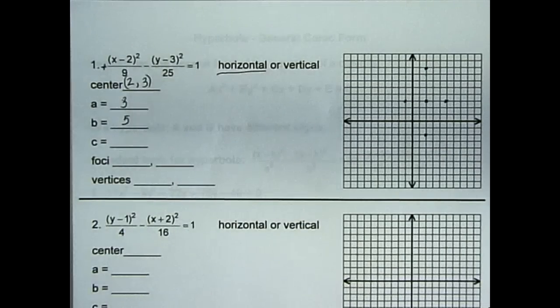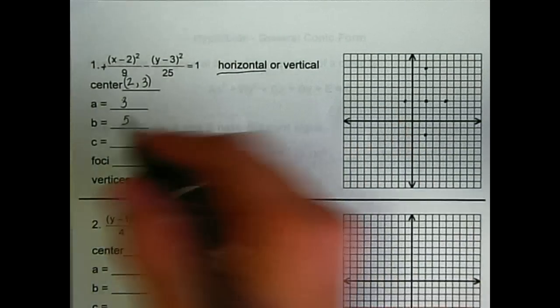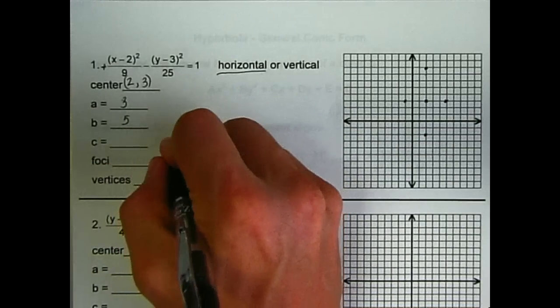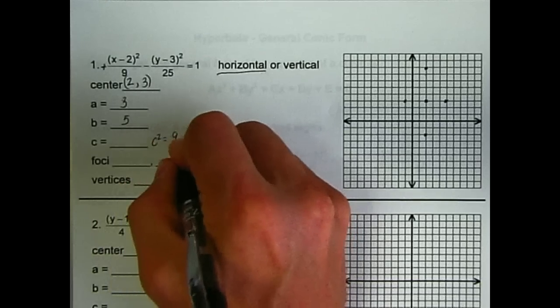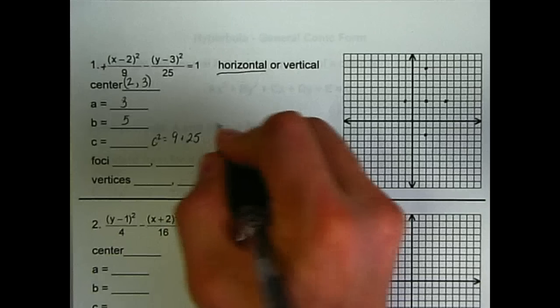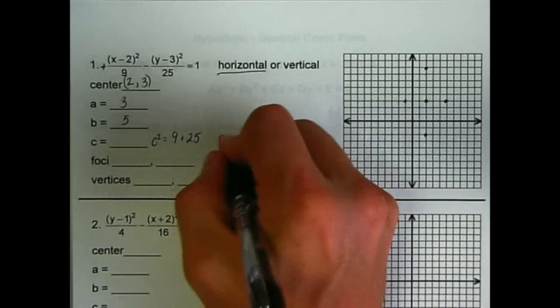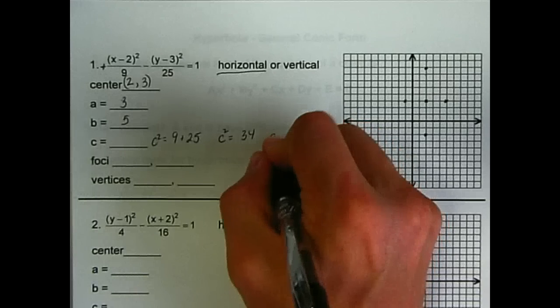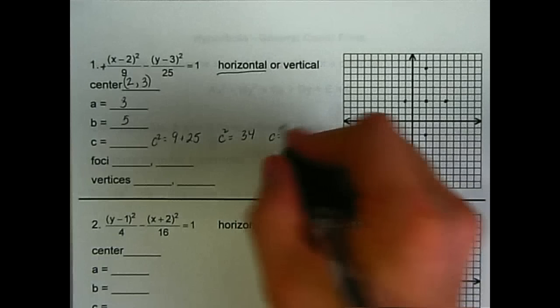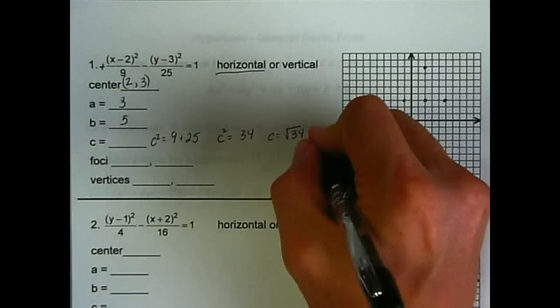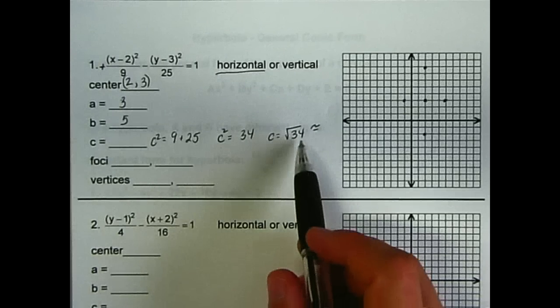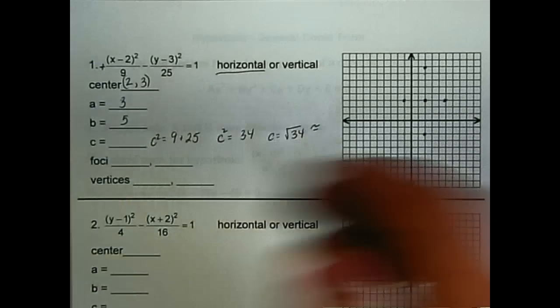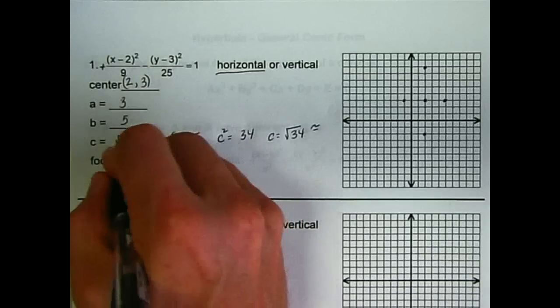Okay, and remember our formula, c squared is equal to a squared plus b squared, and that's going to get us our c. So c squared is equal to a squared plus b squared. c squared is equal to 34, so c is equal to the square root of 34. Okay, so the square root of 34, we know it's pretty close to 6.